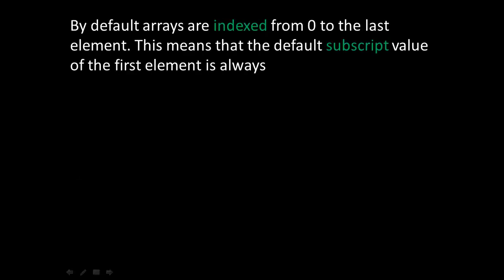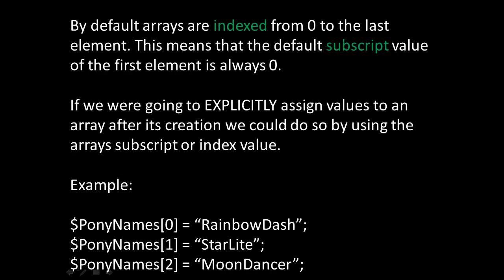Now let's review this. By default, arrays are indexed from 0 to the last element. This means that the default subscript value of the first element is always 0. If we were going to explicitly assign values to an array after its creation, we could do so by using the array's subscript or index value. So again, to access the different strings stored in the array, we would simply use the index or subscript value.